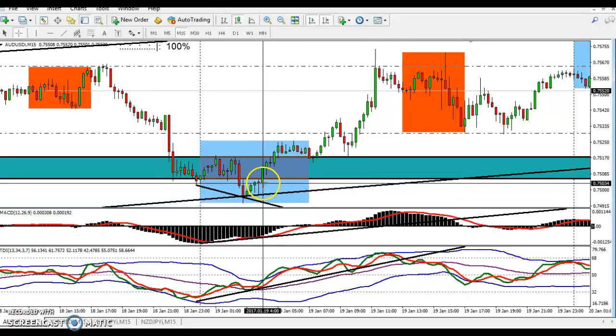So let's see how many pips you could have got. Couple pullbacks. 1, 2, 3 shots up. You want to get out on that third shoot up. If it's a third shoot up, you want to get out on that one.